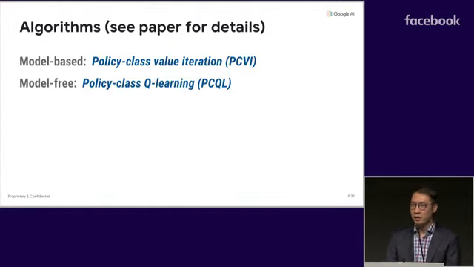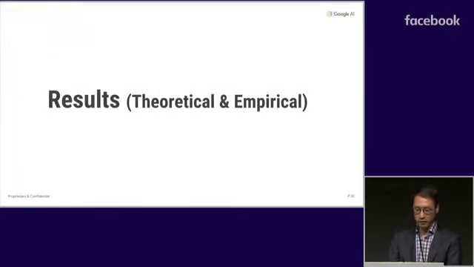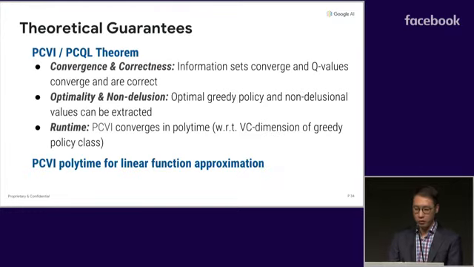Now, it's easy to turn this intuition into an algorithm in a model-based setting, which we call policy class value iteration. And in a model-free setting, we just need to do sample-based backup instead to get policy class Q learning. So what can we say about these algorithms? Well, I'll refer you to the paper for more details. But roughly speaking, we can show the following. First, both PCVI and PCQL converge, and they both converge with respect to the information sets and the Q values contained in those sets. Second, at convergence, we can easily extract the greedy optimal policy and its true value.